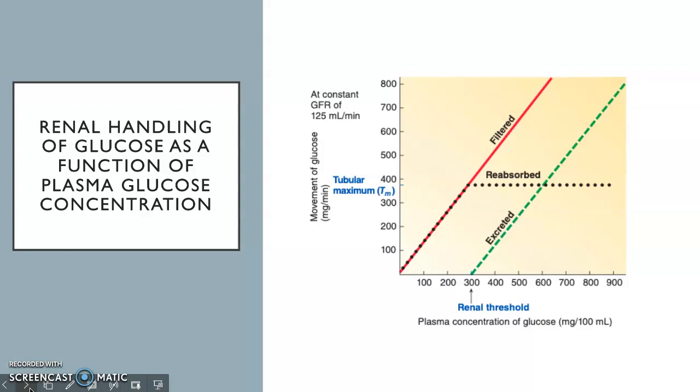The renal threshold is the plasma concentration at which Tm is reached and the glucose first starts appearing in the urine. So this is just a representation of what I explained in the previous slides.